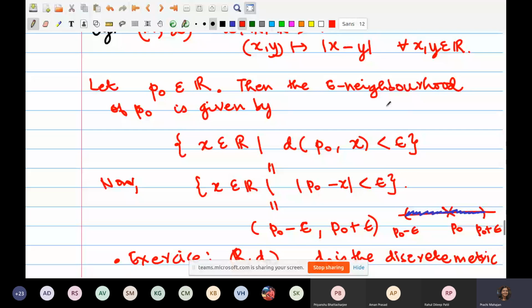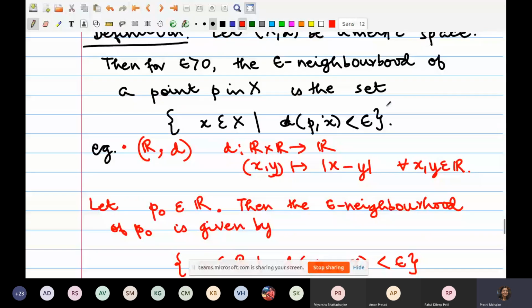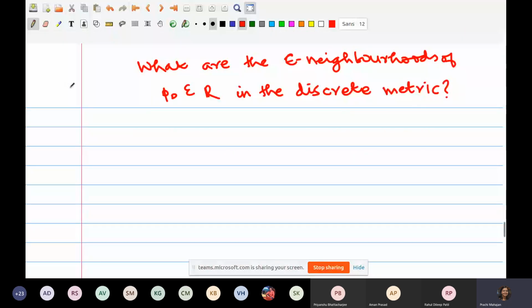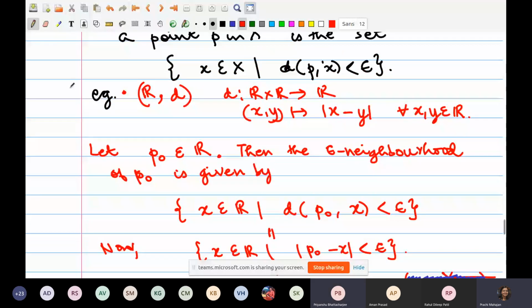Okay, so if there are none, I would like to take up one more definition and then hopefully see a lot of examples. Let's see, what did I do? I just defined neighborhoods.